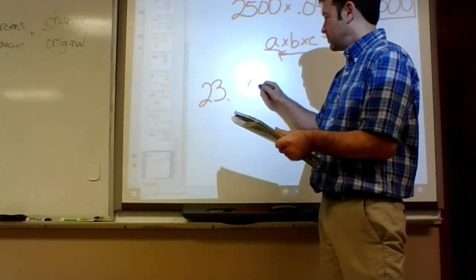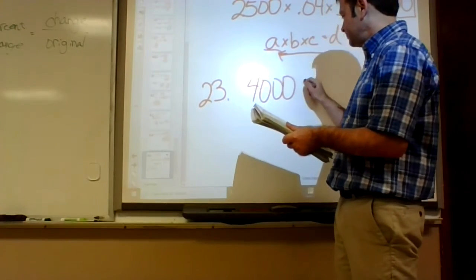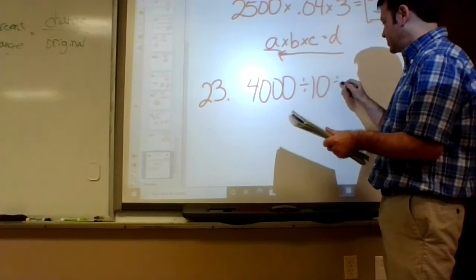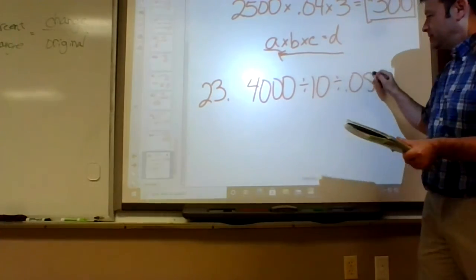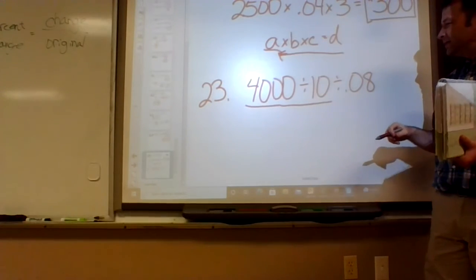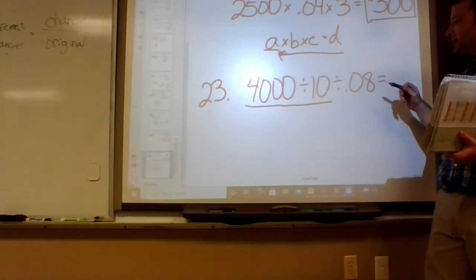Yeah, I think you're starting to get it. 4,000 divided by 10 divided by 0.08. You guys know how to do this part in your head? 4,000 divided by 10? That's 400. 400 divided by 0.08.